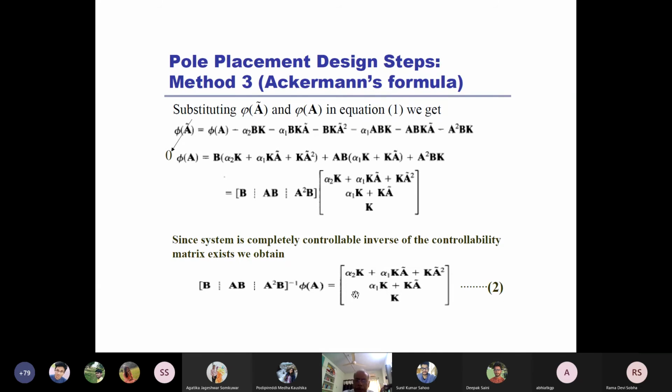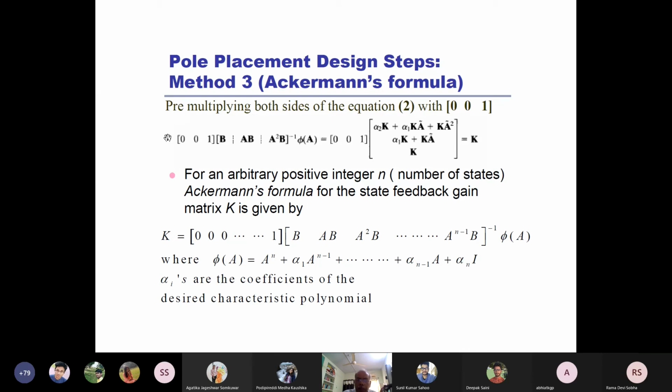Now, if I multiply this term with [0 0 1], that is [0 0 1] times the inverse of [B AB A^2B] times phi of A, then I will get the K value. So from here, I pre-multiply both sides of the equation with [0 0 1], and I will get the expression for K.